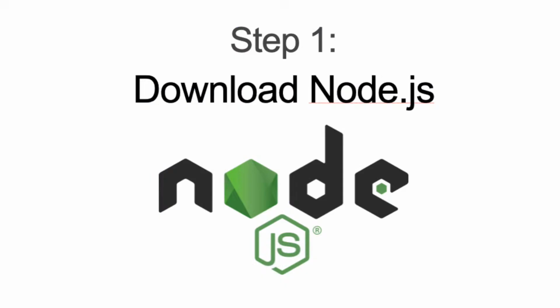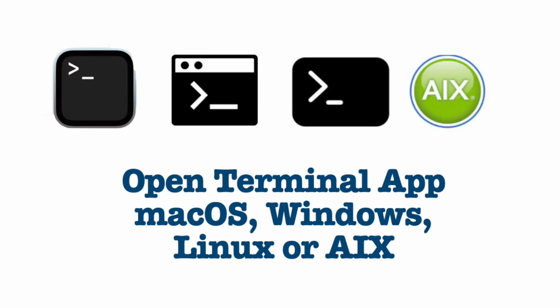Step 1. Download Node.js. The first step is to download and install Node.js, which includes both the Node runtime and npm, Node package manager, on your device. Open your terminal, macOS or Linux, or Command Prompt on Windows, and verify that Node.js is properly installed on your operating system by running the following command.